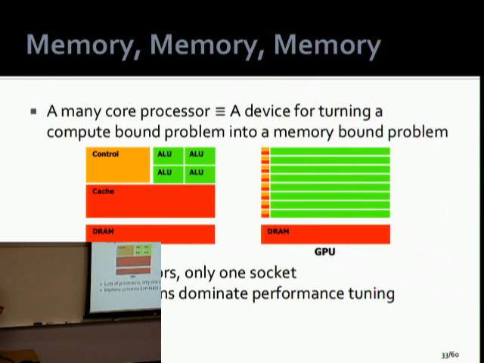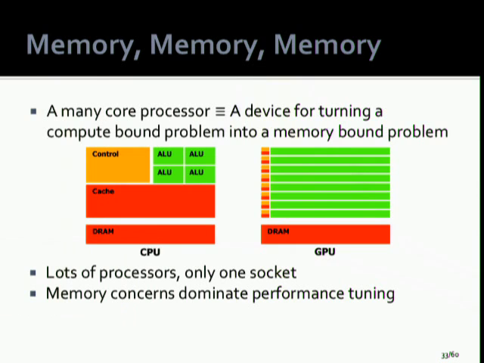So Kathy Yellick has this great quote, which I love, that a Manycore device is defined as whatever chip turns a compute-bound problem into a memory-bound problem. I really love this quote because a lot of my performance concerns revolve around the memory subsystem and using memory bandwidth off-chip effectively. And you can sort of see why this is true.